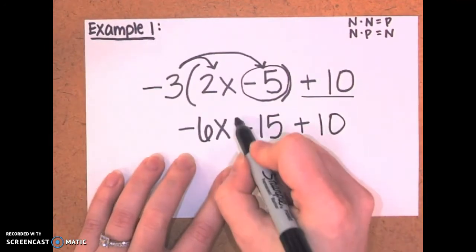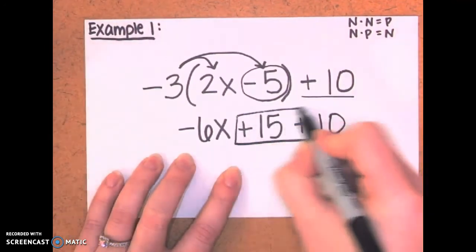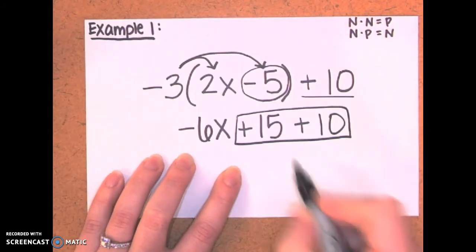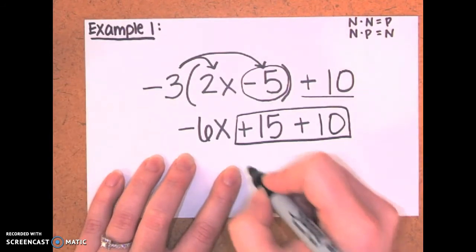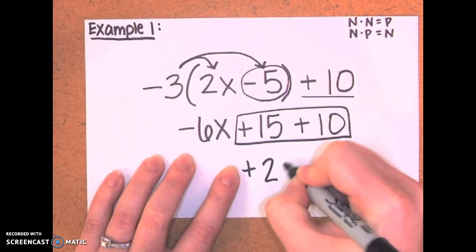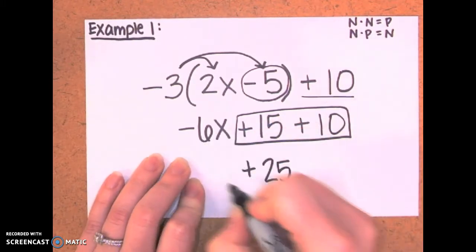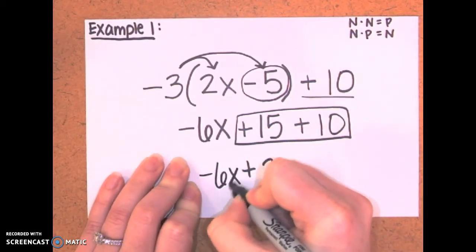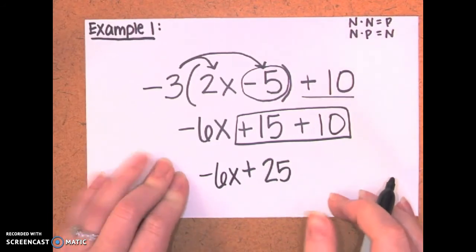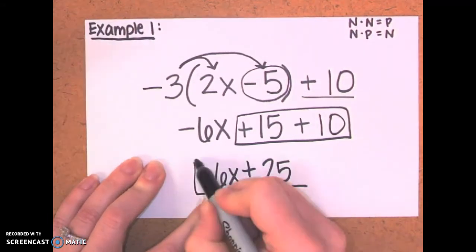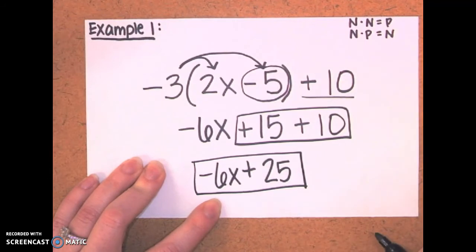Okay, now just combine your like terms. I can put these two together. 15 plus 10 is 25. And this -6x will come in front of it. It has nothing to combine with. So this is your answer. All right, pause the video. Make sure you have all this written down.